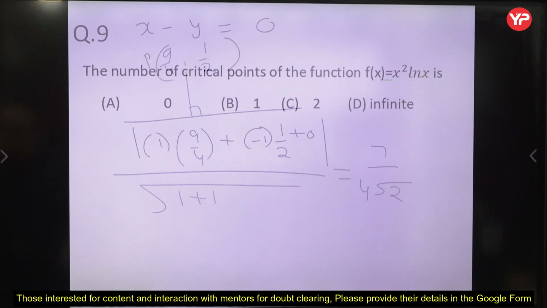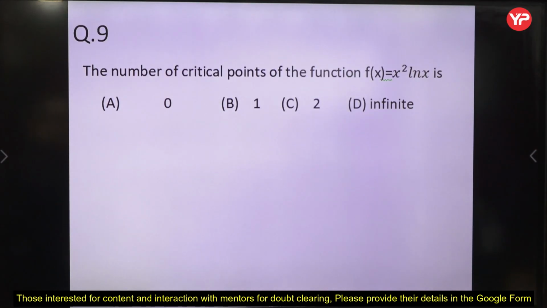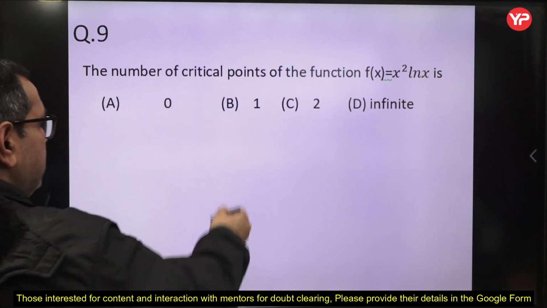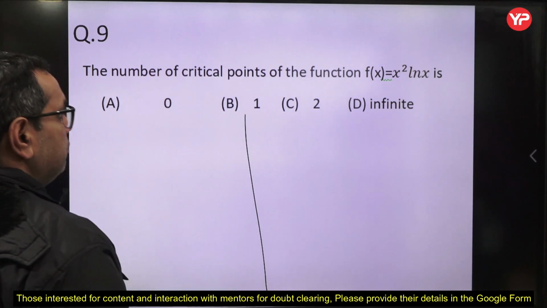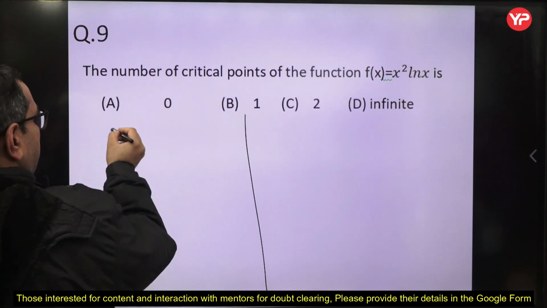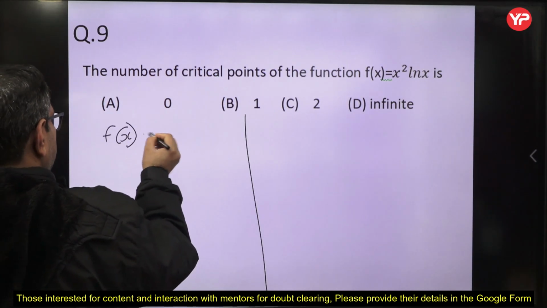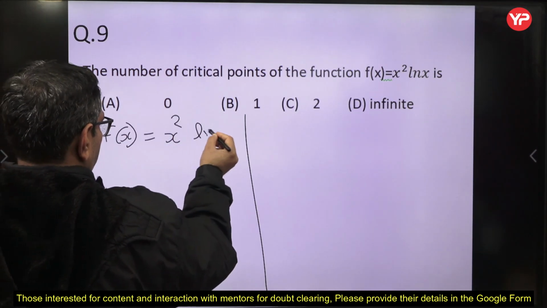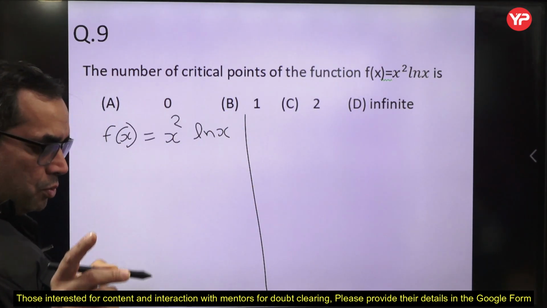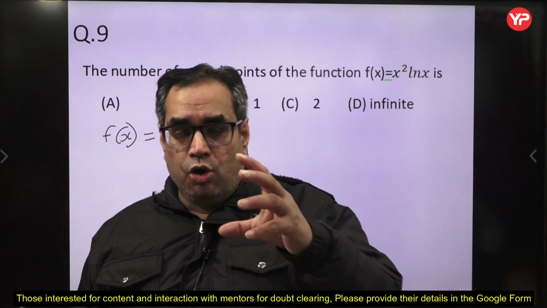Now we can move to the next question. The number of critical points of this function. A function is given to us, and you have to find out how many critical points it has, right? Number of critical points. So how do we find critical points? The function is f(x) equal to x square ln x. So to compute critical points, the first thing we have to calculate is the domain of the function.